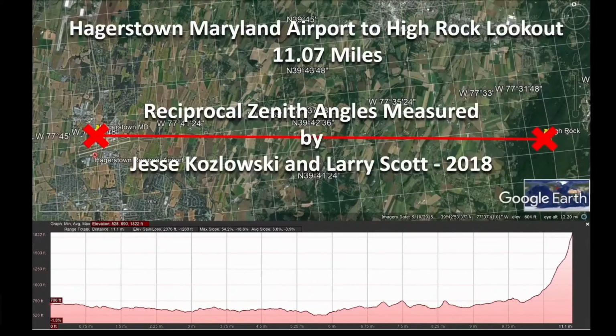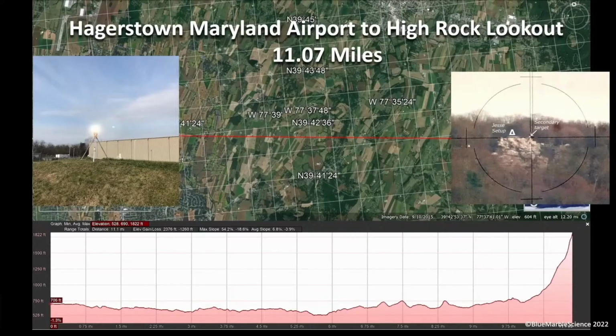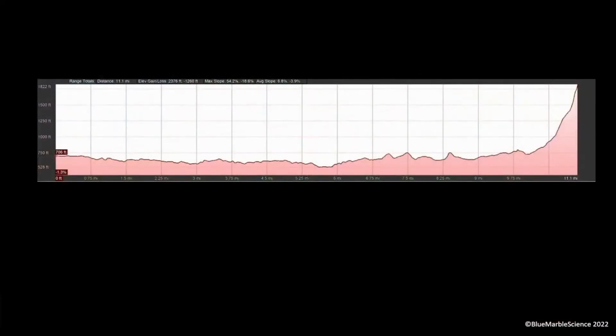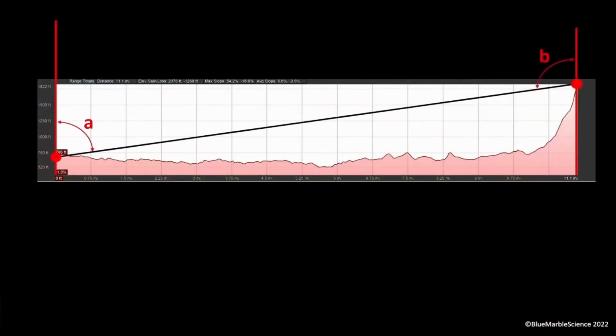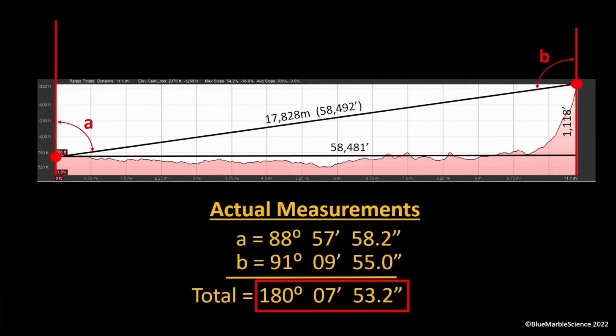In 2018, those two guys got together at the Hagerstown, Maryland airport and High Rock Lookout, about 11 miles apart, and measured reciprocal zenith angles. Larry was at the airport over there, that's Larry's theodolite, and Jesse was up on top of High Rock Lookout, where that red arrow is. Those two guys measured the two zenith angles, and here are the actual measurements. That is with no refraction correction. If you include refraction, that increases from 7 minutes 53.2 seconds to about 9 minutes and 40 seconds.